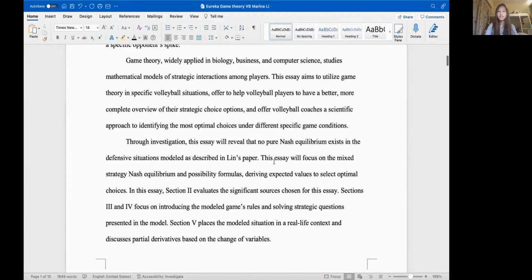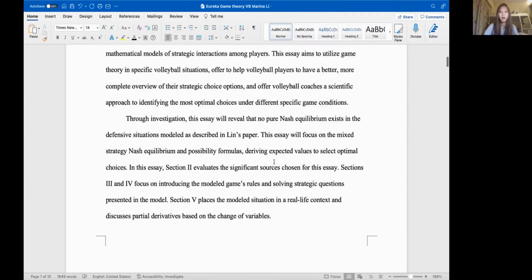There are six sections in my investigation. The first would be the intro, and the second would be the lit review. The third and the fourth would focus on the game rules and solving strategic equations. Section five would be applying the situation to real life and data analysis. And the sixth section would just be a conclusion.